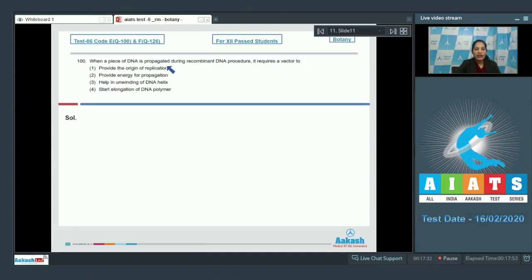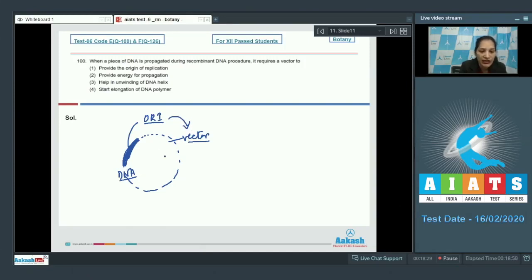Question number 100. When a piece of DNA is propagated during recombinant DNA procedure, it requires a vector. If you want to propagate this piece of DNA molecule, it cannot be propagated independently. It requires a vector. You must have studied in your class 12th biotechnology chapter. Why is this vector needed? Because this DNA cannot undergo replication without the ORI site, which is the origin of replication. This piece of DNA does not have origin of replication. Vector has origin of replication. So vector provides origin of replication to the piece of DNA and it can be propagated easily.